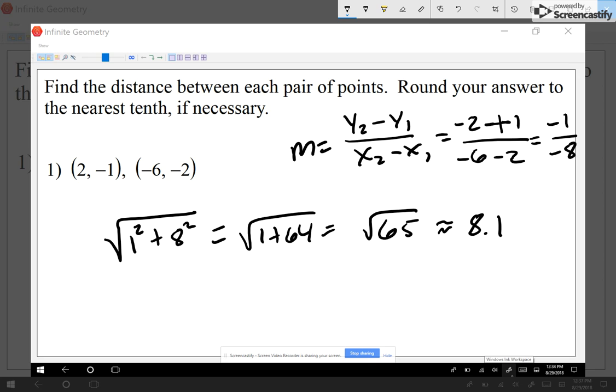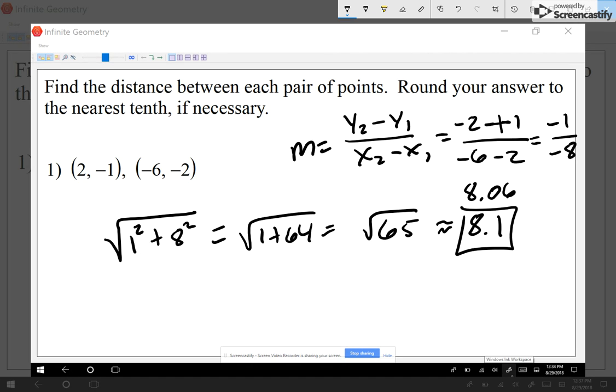Tenth sounds like the number 10, which has 1 zero, so 1 decimal place. If I ever ask you to round to the nearest hundredth, that sounds like 100, 2 zeros, 2 decimal places. So nearest tenth is 1 decimal place. Once again, it was 8.06 and some more numbers, so that's why I round it to 8.1. That's it. My answer is 8.1.